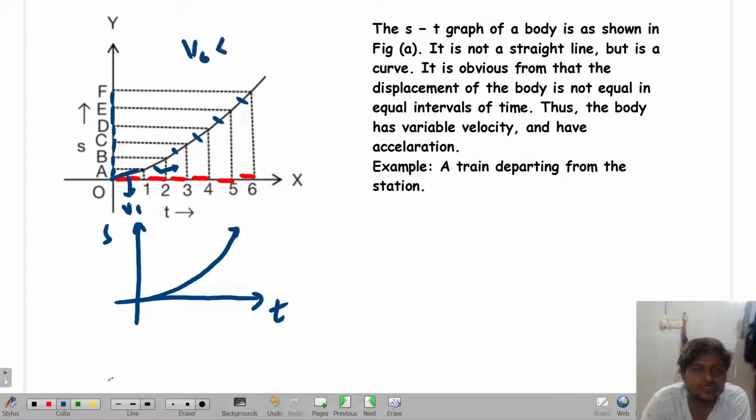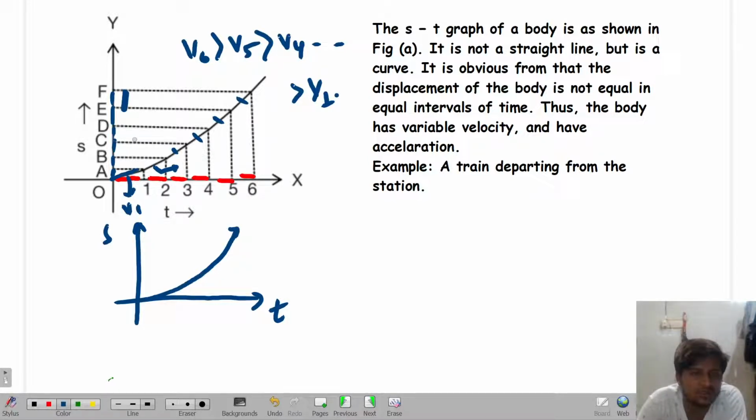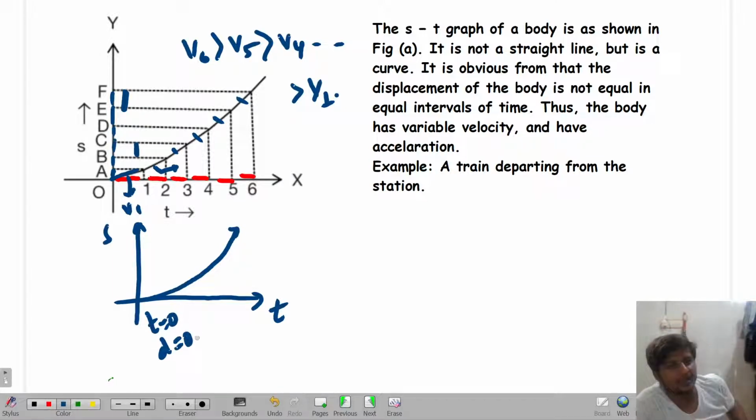So here v6 is greater than v5, greater than v4, and so on, greater than v1. Understood or not? Why? Because in this region the displacement traveled is much more as compared to this region over here. So if you have an increasing velocity graph, the curve will start from t equal to 0 and d equal to 0, and it will go on increasing upwards. Understood or not? Tell me yes or no.